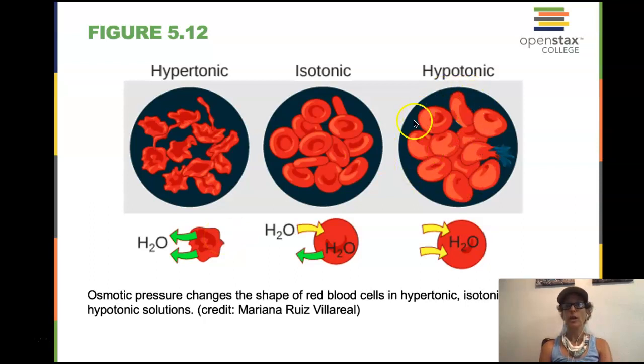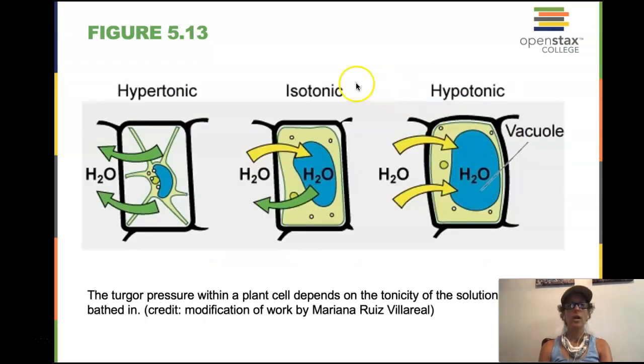If we place animal cells that have no wall in a hypotonic solution, that means the exterior environment has a high proportion of water compared to solute, and the water will rush into the cells. In this case, because there are no cell walls, it will burst those cells. Plant cells and other cells that have cell walls have some protection against this.